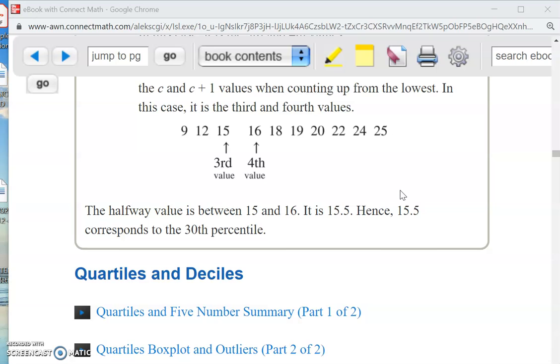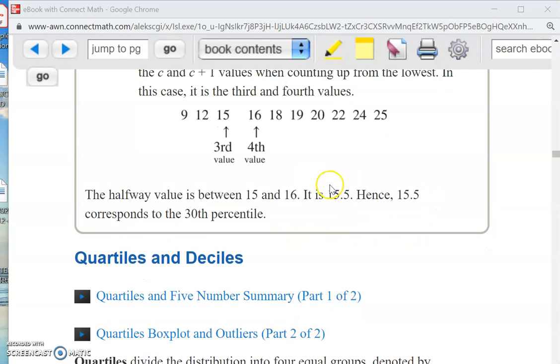Now you may say to me, well, wait a second, that doesn't seem right. 15.5 isn't even in there. Well, so what? It doesn't matter. Just like before when we had the means, the mean does not have to be one of the data points. Same thing here. 15.5 does not have to correspond. You can't have half of a ticket, right? You can't have half of a traffic violation. This is a mathematical abstraction here. 15.5 is the 30th percentile.